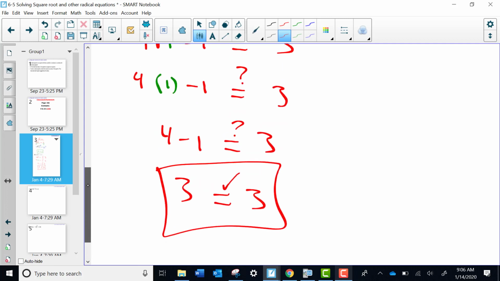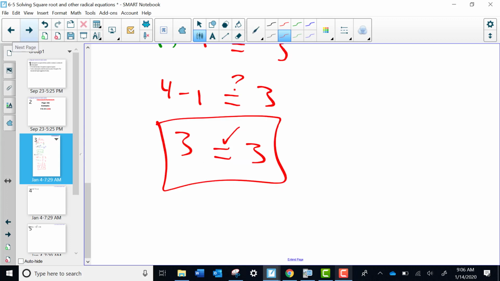Example number 1, does anyone have any questions? All right, let's take a look at the next one. And like always, if you think you've got the hang of it, you can get started on your classwork at any time.